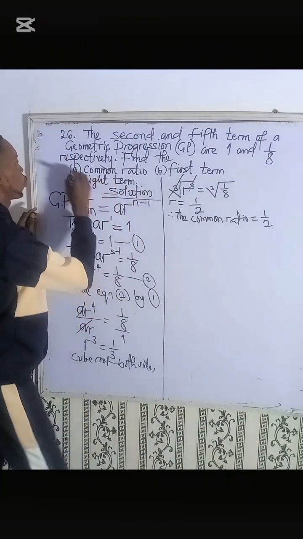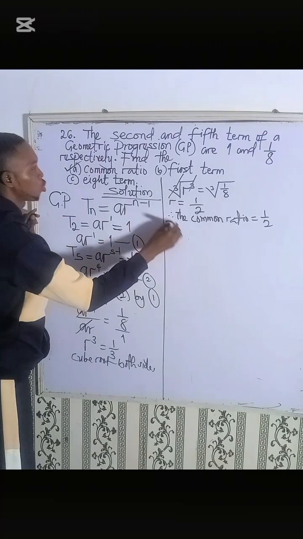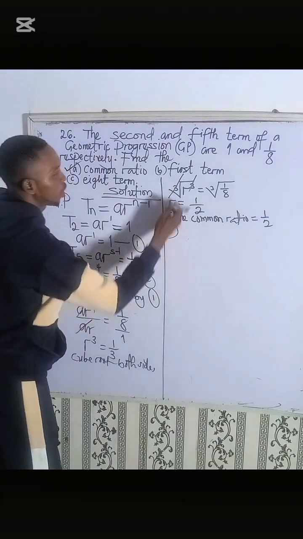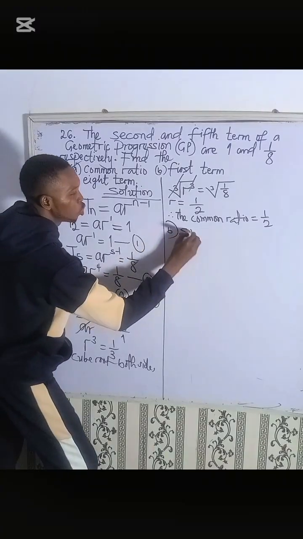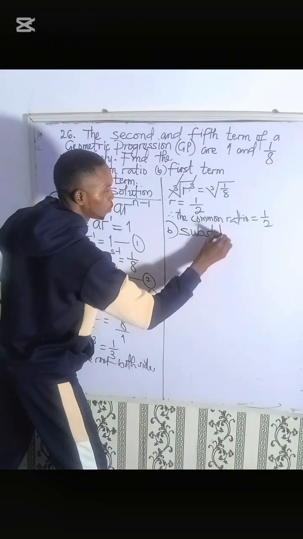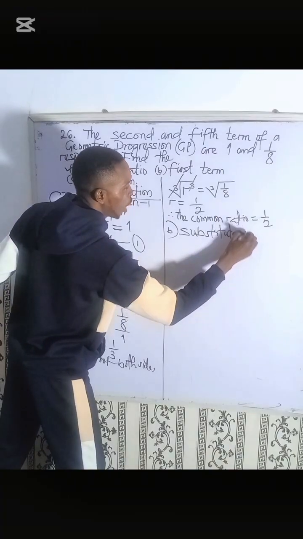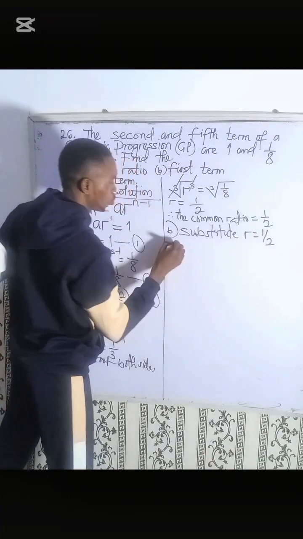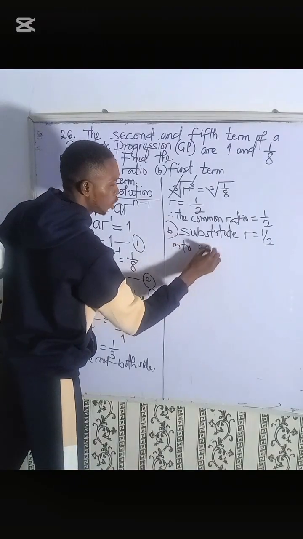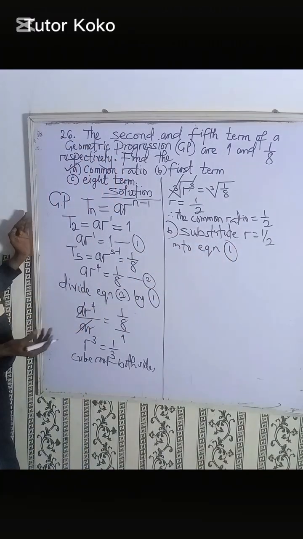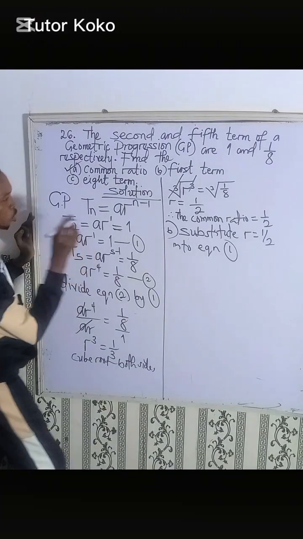Alright, so we have solved question A. So quickly, let's solve question B. Question B says we should find the first term. So what I will need to do is just substitute r equal to 1 over 2 into either equation 1 or equation 2, any one of our choice. So let's use equation 1.